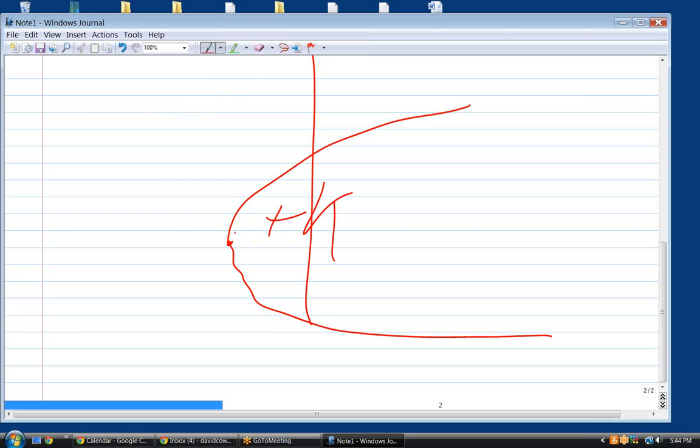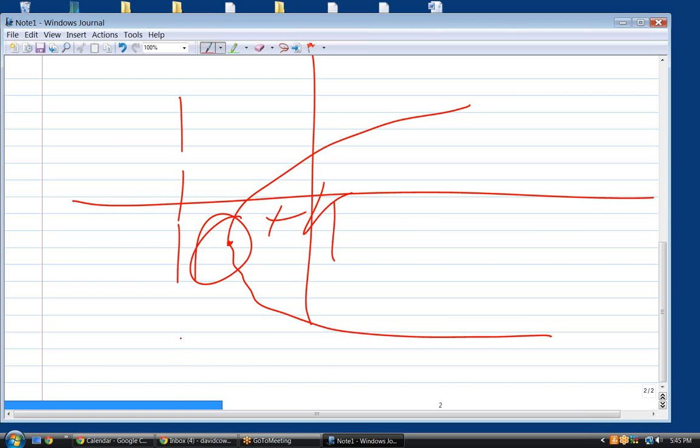So if I know my vertex is there and it opens to the right, then my focus is 1/2 to the right of there, and my directrix is 1/2 to the left of there. The focus is always inside the parabola. The directrix is always on the other side of the vertex. And these two distances are the same, and they are both p.